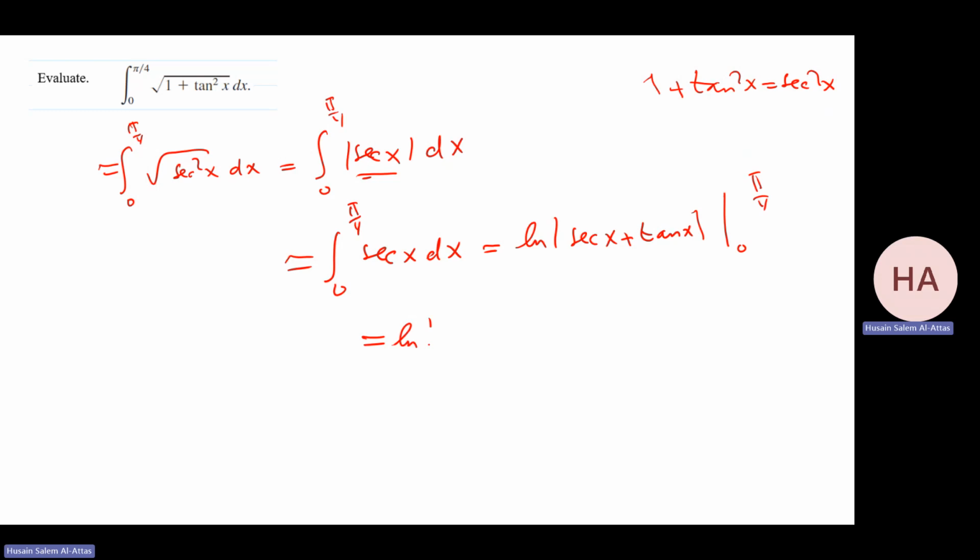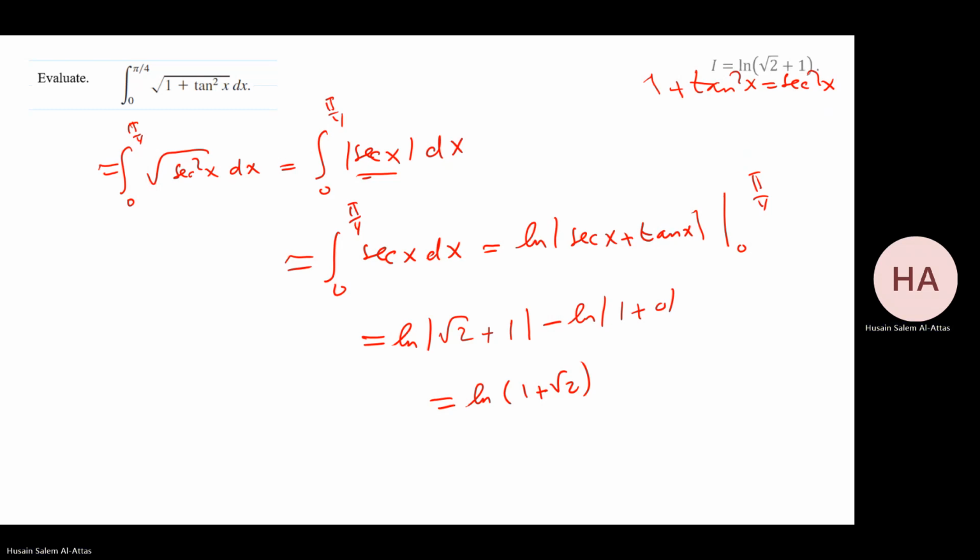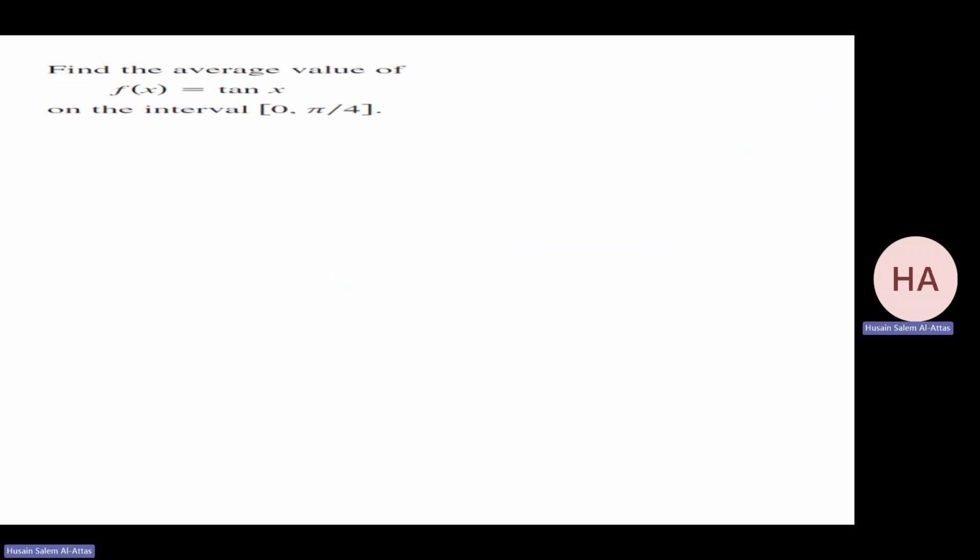That will be then secant pi over 4, which is square root of 2, and tan pi over 4 is 1, minus ln of secant 0 plus tan 0, which is 1 plus 0. So it is ln of 1 plus the square root of 2. This is always positive, so that will be the answer.